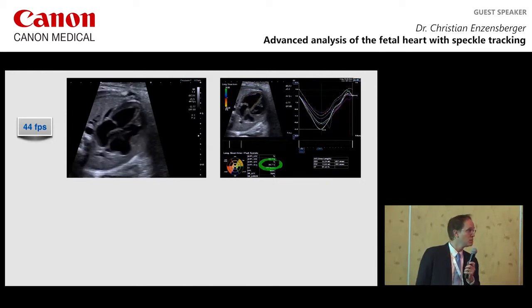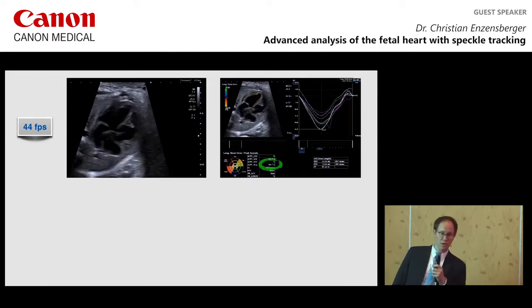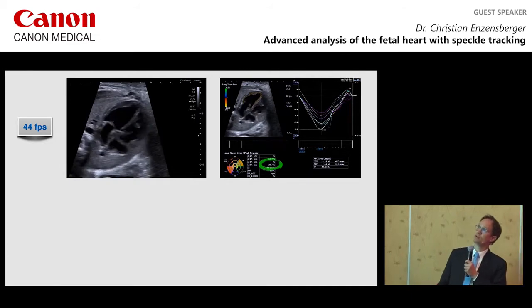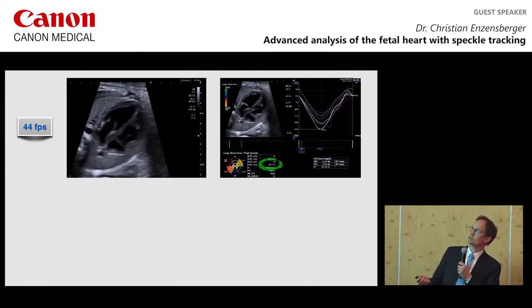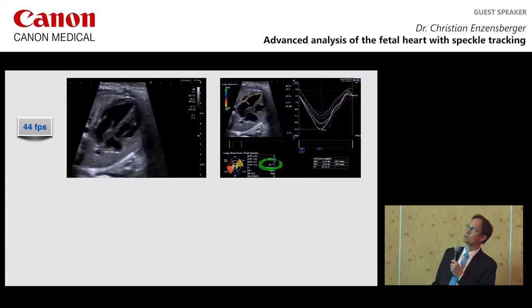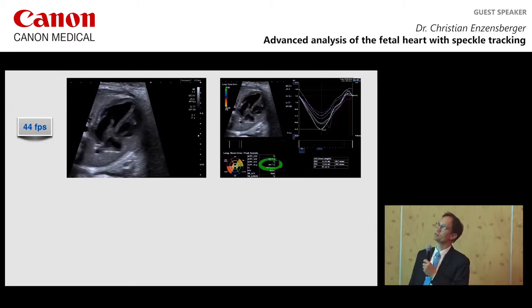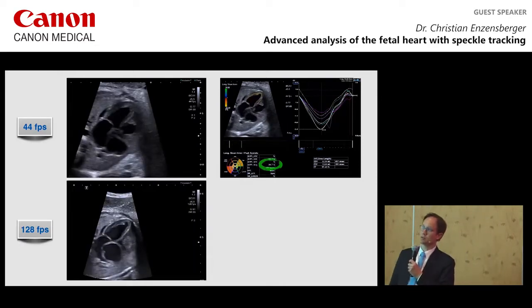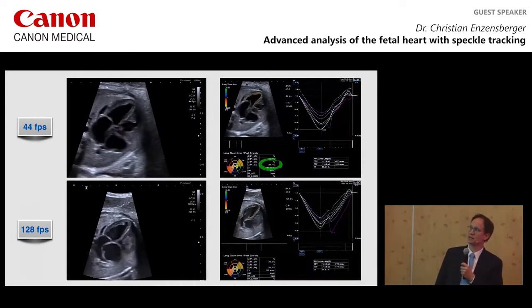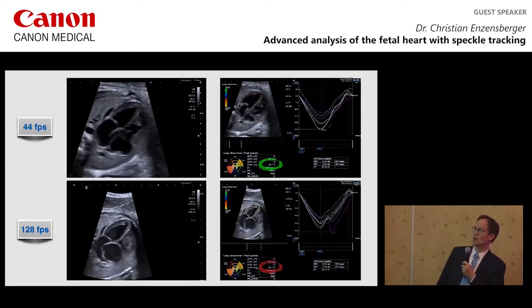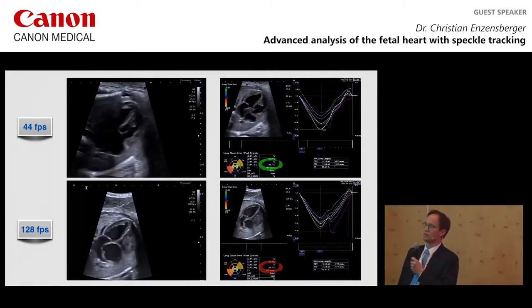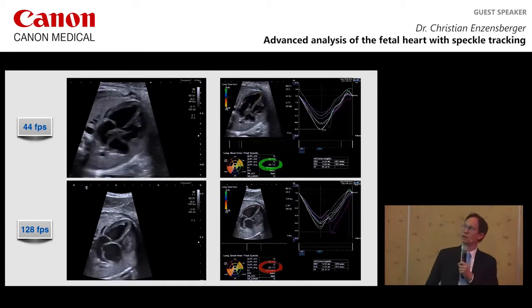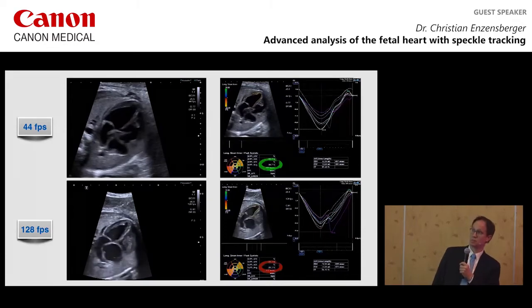It's 38 weeks. We have here 44 frames per second. You can see a global longitudinal strain of 20.7%. And now we have 128 frames per second. It's the same patient. Here, minus 20.3%. Actually, it's quite similar.